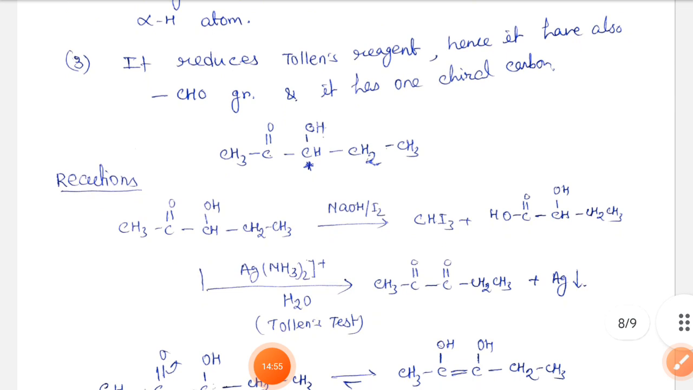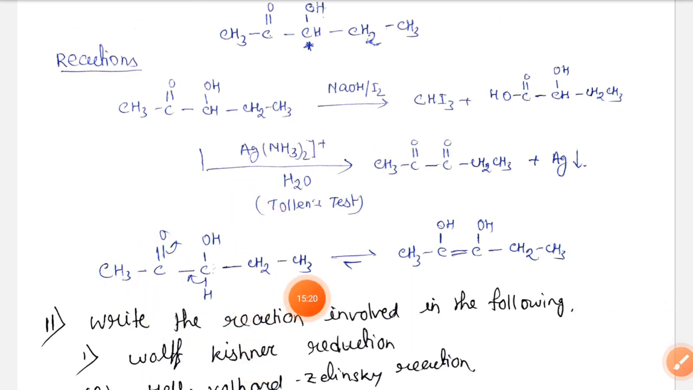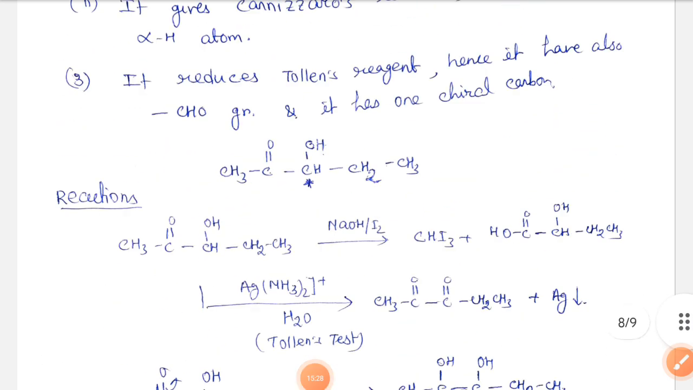The reactions are, you can see that if we give the iodoform reagent, that is I2 and NaOH, then in the presence of the COCH3 group, that is a keto methyl group, it gives a positive iodoform test. And as it is an alpha hydroxy ketone, it gives a positive Tollens test. And if we tautomerize this alpha hydroxy ketone, then no alpha hydrogen is present, so it gives the Cannizzaro reaction. So the molecular formula of this compound is CH3COCHOHCH2CH3.